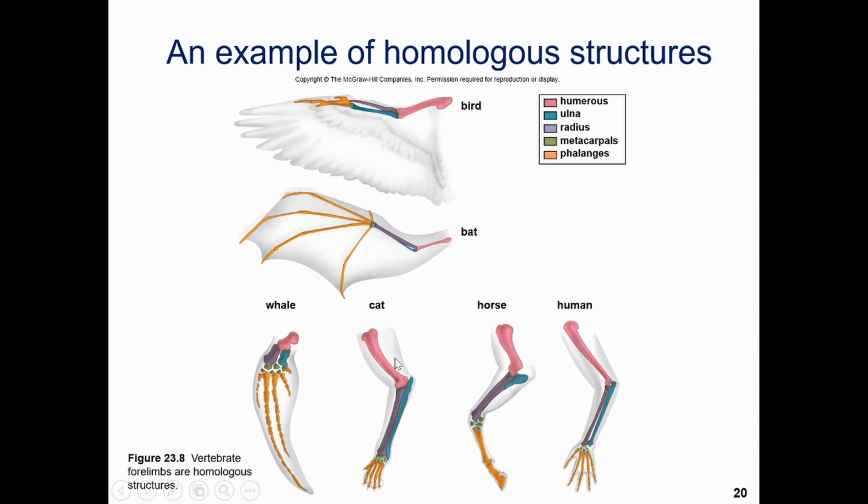In all of these organisms, we have a humerus, which would be the upper arm. We have a radius and ulna, which are part of the forearm. We have the metacarpals, which form the wrist, and the phalanges, which are the fingers. Now in every single one of these, they've been stretched and squished or modified in some way, but the pattern is still there. One bone, two bones, lots of bones, digits. That pattern is repeated in the bird, the bat, the whale, the cat, the horse, and the human.